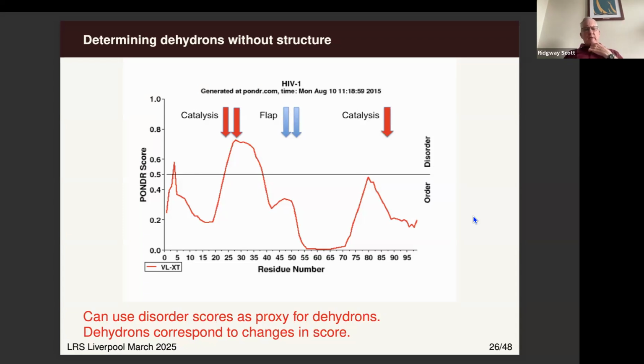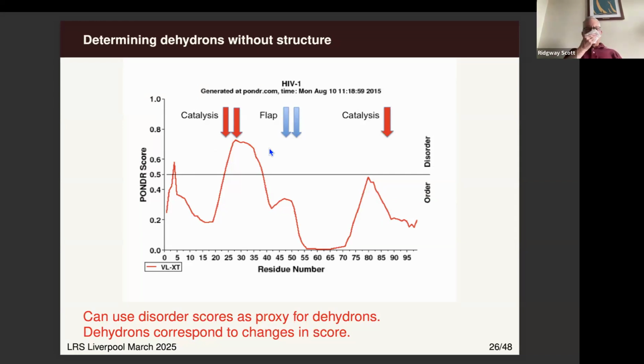Well, what we realized is that there is a thing called the disorder score. There are many different disorder scores. This one happens to be PONDR. What it does is you just take the sequence and you feed the sequence into PONDR, and it gives you this disorder score. So it goes up, goes down, et cetera. Up here is disorder, and down here is order. In this case, this protein is mostly ordered and has a disordered area.